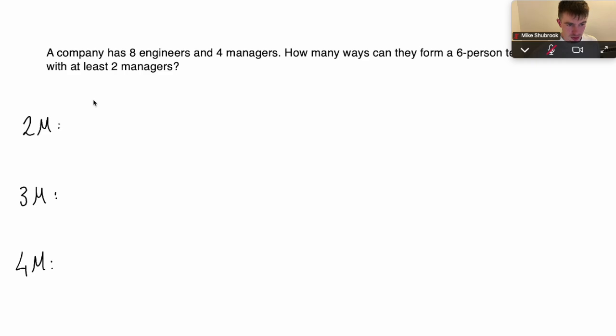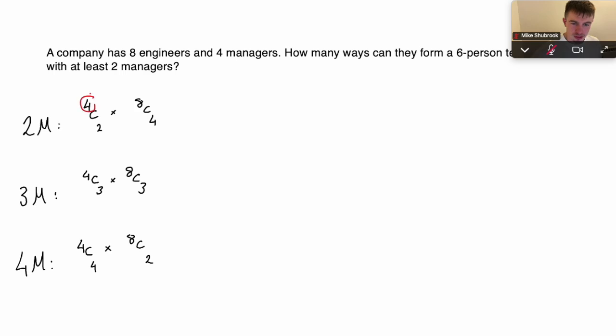So if I want 2 managers in the team, I take the 4 managers and I choose 2 of them, and then I take the 8 engineers and I choose 4 of them to make up the 6-person team. And for 3 managers, same idea, I take the 4 managers and I choose 3 of them. And then for each one of those combinations, I can take my 8 engineers and choose 3 of them, again to make up the 6-person team. And finally, we have 4 managers and we choose all 4 of them. And then we have 8 engineers and we choose 2 of them.